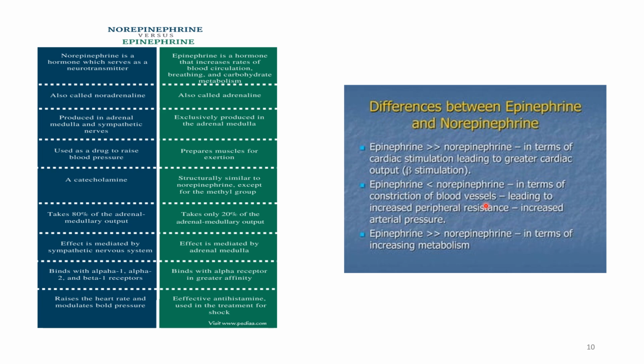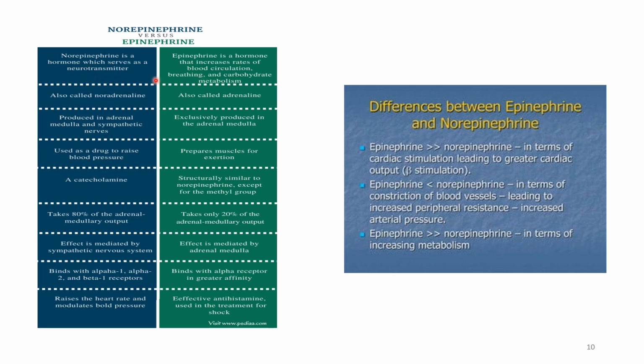Alpha 2 you leave it, then beta 1 epinephrine is acting more. So this is alpha 1, this is because of beta 1. And beta 2. Beta 2 is showing only epinephrine effect. So these are the differences between the actions of the epinephrine and norepinephrine. You see again here also norepinephrine and epinephrine.